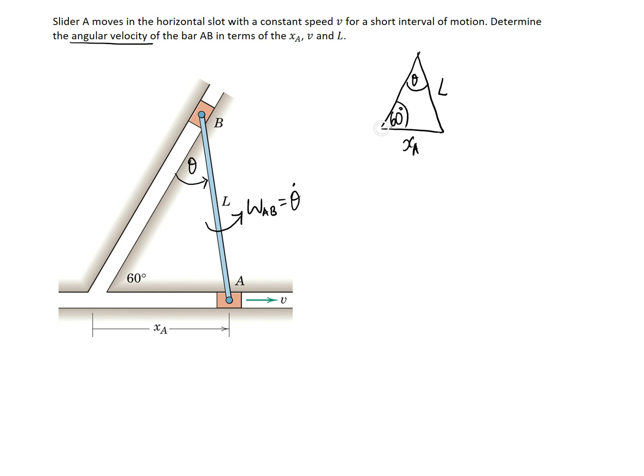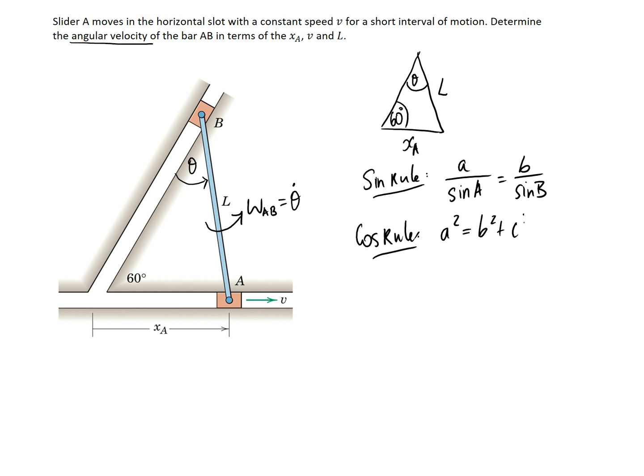So we can see that this triangle is not a right angle triangle, so we're not able to use sine, cos, or tan. What we're going to have to use instead is either the sine rule or the cos rule. So just as a reminder, the sine rule is A on sine A equals B on sine B. And the cos rule is this one here. Oops, sorry, it's minus.